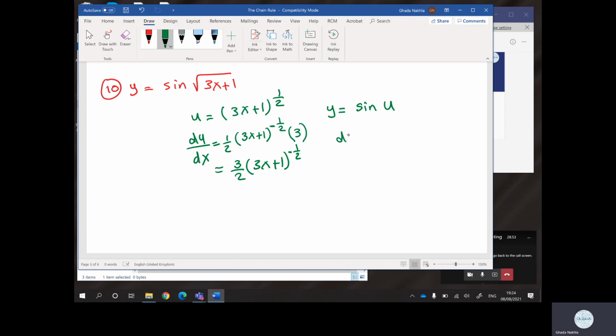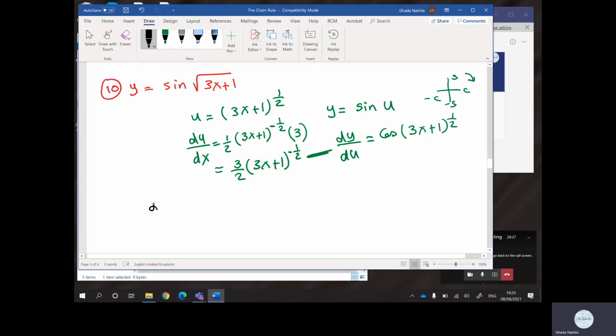dy by du is equal to, what does sine differentiate into? So let's try again. Sine, cos, minus cos. So sine differentiates into cos u. So cos, instead of u, I'm going to put the value of u, which is (3x plus 1) to the half, or square root 3x plus 1. Where's my answer? My answer is here. Those two multiplied together.